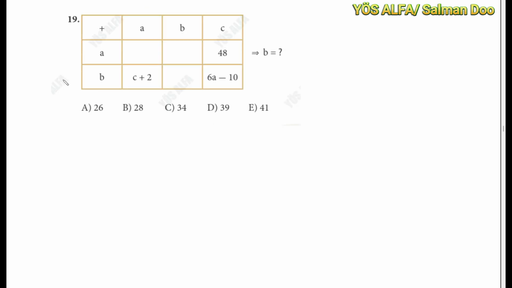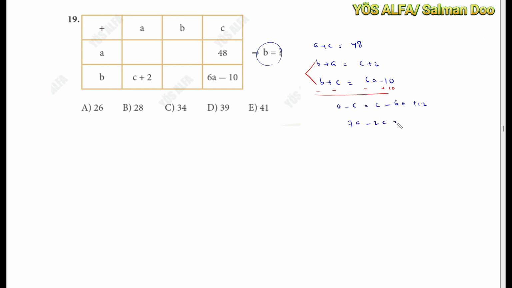The three equations are given in the tabulated form. Let's write them down. A plus C is equal to 48. B plus A is equal to C plus 2. And B plus C is 6A minus 10. We're asked to find b. From these two equations, we can eliminate b. Let's say this is negative, that's negative. We are multiplying both sides of the third equation by -1. So we have this. A minus c is equal to c minus 6a plus 12. When we rearrange this equation, we have 7a minus 2c is equal to 12.